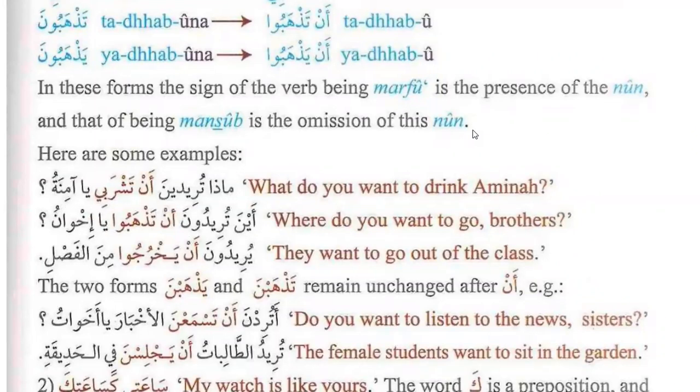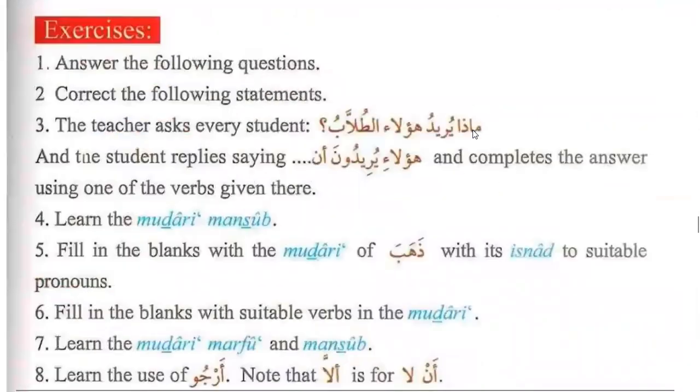Okay. The two forms, yadhabna and tadhabna, remain unchanged after an. Example. Aturidna an tasma'na al-akhbara ya akhawatu? Do you want to listen to the news, sisters? Turidut talibatu an yajlisna fil hadiqati. The female students want to sit in the garden. What did you learn here? The two forms, yadhabna and tadhabna, will remain unchanged after an. So the noon will not be dropped in these, okay?